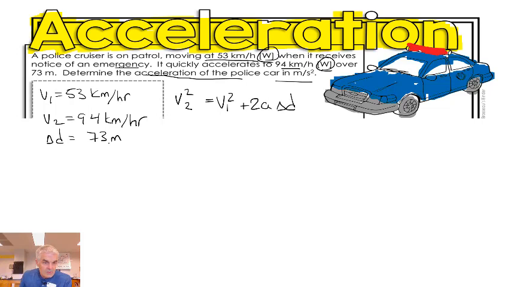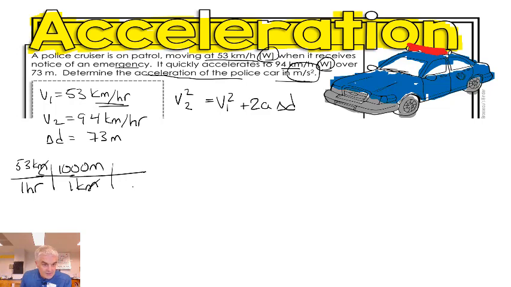Now, we do have an issue. We've got meters, kilometers per hour, and they want this in meters per second squared. So I'm going to have to convert these to meters per second, and then I'll be a happy camper. Now, if you recall, we take the 53 kilometers over 1 hour, and then there's 1,000 meters in 1 kilometer. That will cancel off my kilometers. And then we'll do that fancy 3,600, 1 hour is 3,600 seconds.